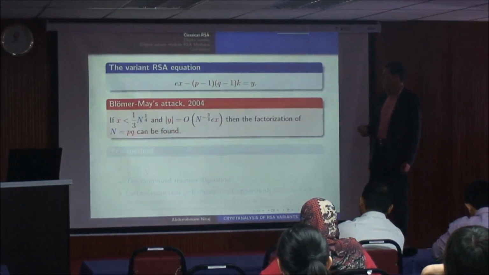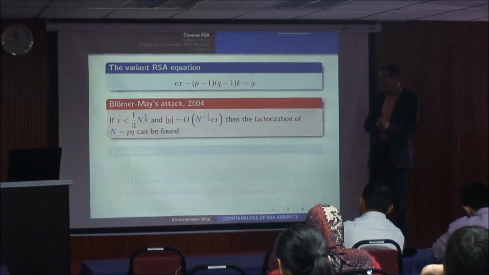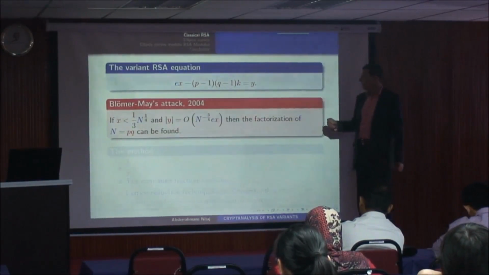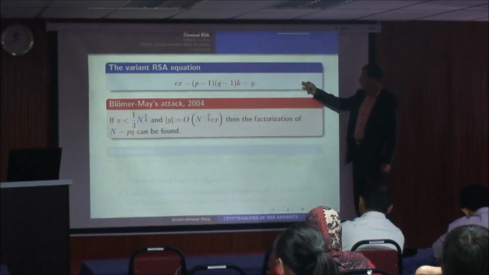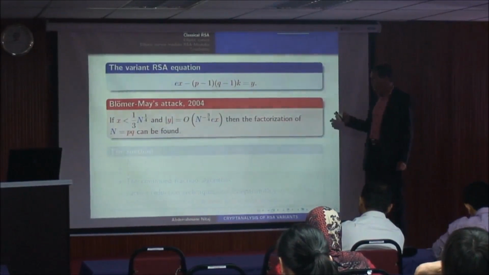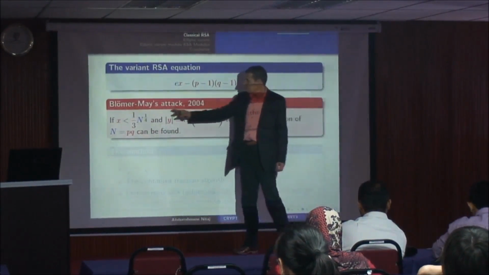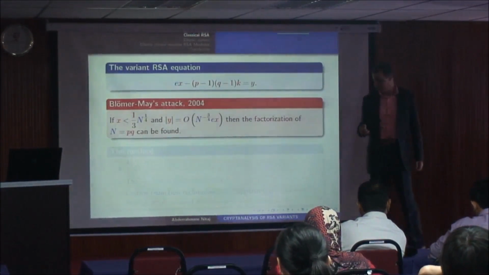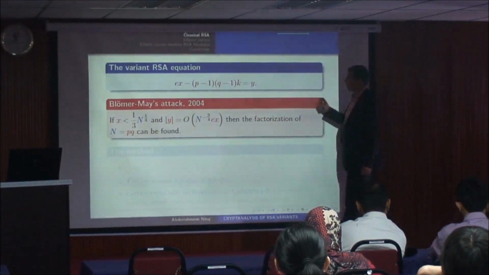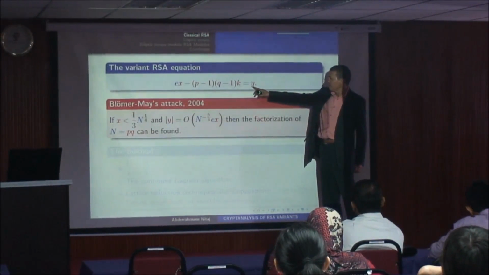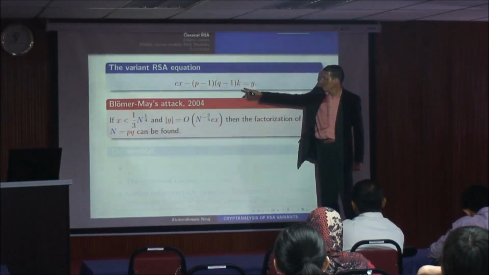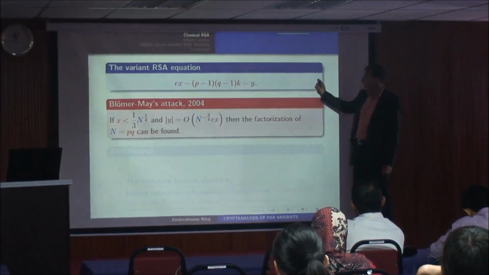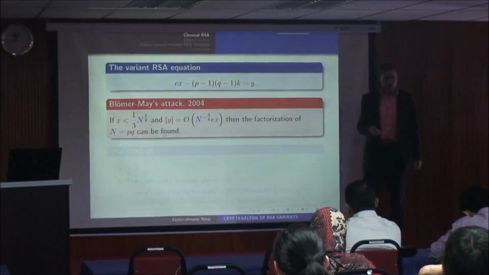So Römer and May launched an attack in 2004. This attack can find the solutions of this equation when the parameters x, k and y are small enough, mainly for x, x is smaller than this bound. It's similar to the bound of the linear case, but in linear we have 1, and here we have any value of y, and we can solve this equation and also get the value of p and q.